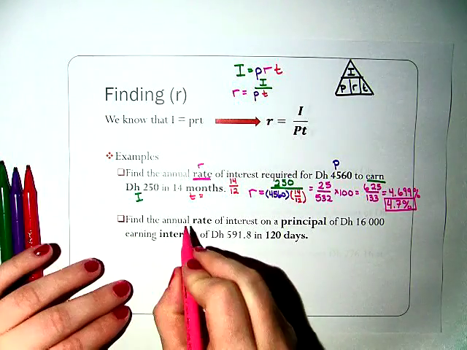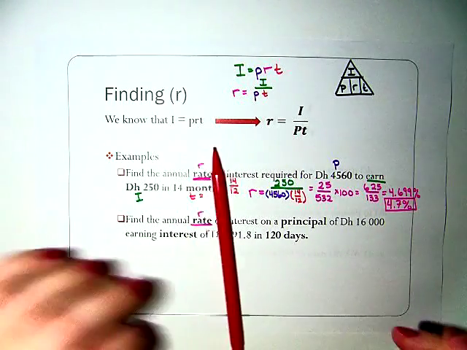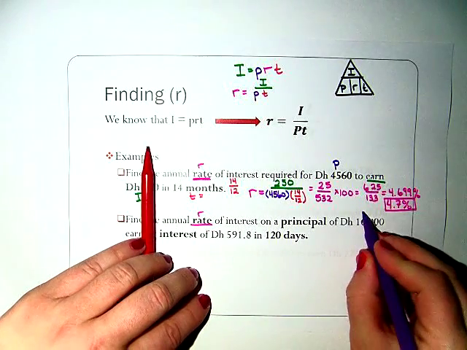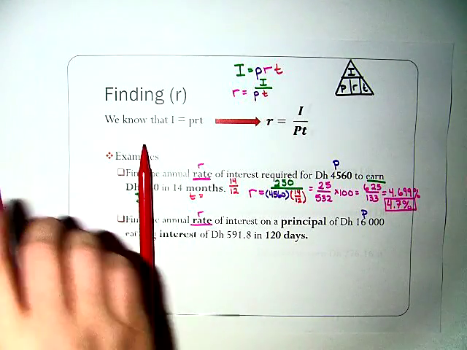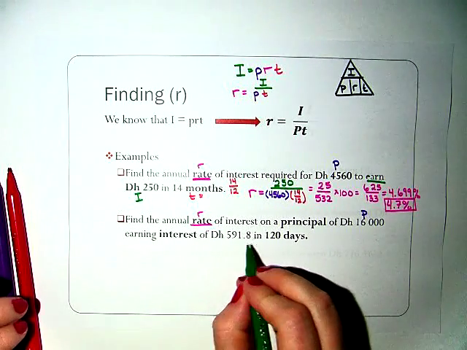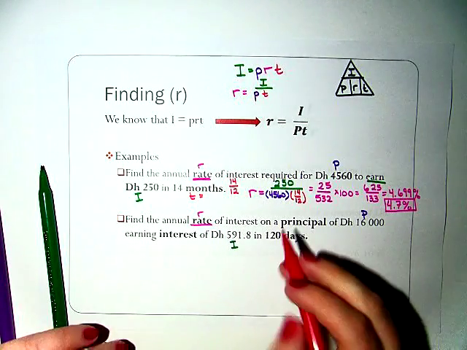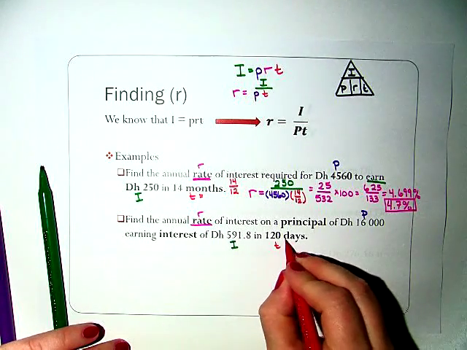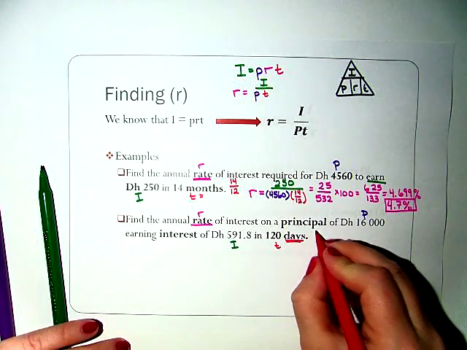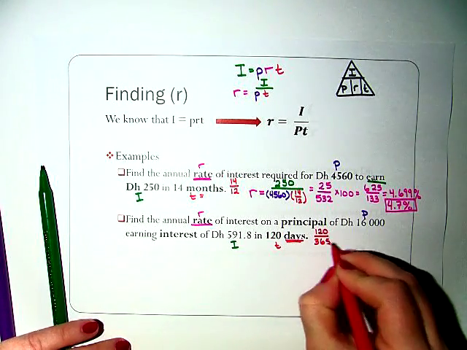Okay, so let's go ahead and do the next one. Find the annual rate. Okay, so once again, we're finding the rate on a principal. Okay, so they're telling us the principal is 16,000. Earning interest of 591.8, so that's our I, in 120 days. So that's our T. And because it says days, we know that we have to put 120 divided by 365.